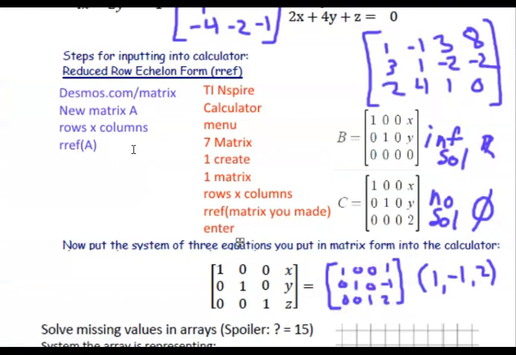So here's the instructions for putting these in reduced row echelon form in both calculators. So we have desmos.com/matrix. You make your new matrix, we'll call it A, specify the rows and columns, and then press the button RREF, and then have A inside the parentheses. And that will give you the reduced row echelon form. For TI Inspire, you'll go to the calculator, menu, 7 matrix, 1 create, 1 matrix, specify your rows and columns. Go all the way to the left and press the buttons RREF and then open parenthesis, enter.